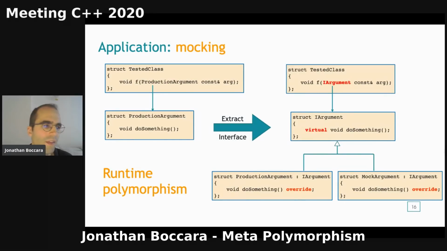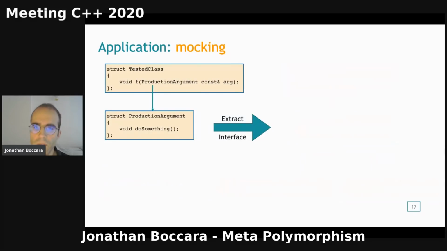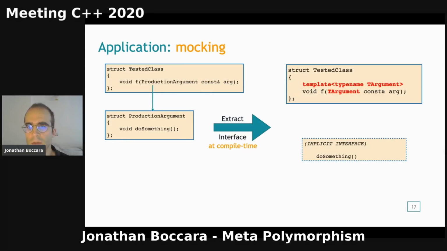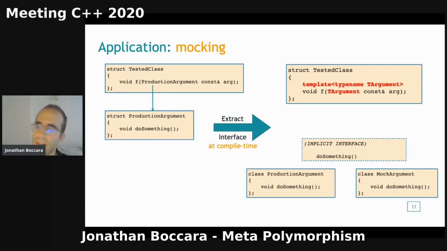So now that we've seen that there are other polymorphisms before runtime, perhaps we can use one of them. The first one that comes to mind is perhaps compile time polymorphism, because those are the most famous polymorphisms, runtime and compile time. So let's think about compile time. At compile time, we will have to use a template, right? And the interface will be implicit. Let's say we're not using a concept for this particular use case. And we'd have production argument, mock argument. All good. We have compile time polymorphism, and we no longer make that decision of resolving the polymorphism on the client side.